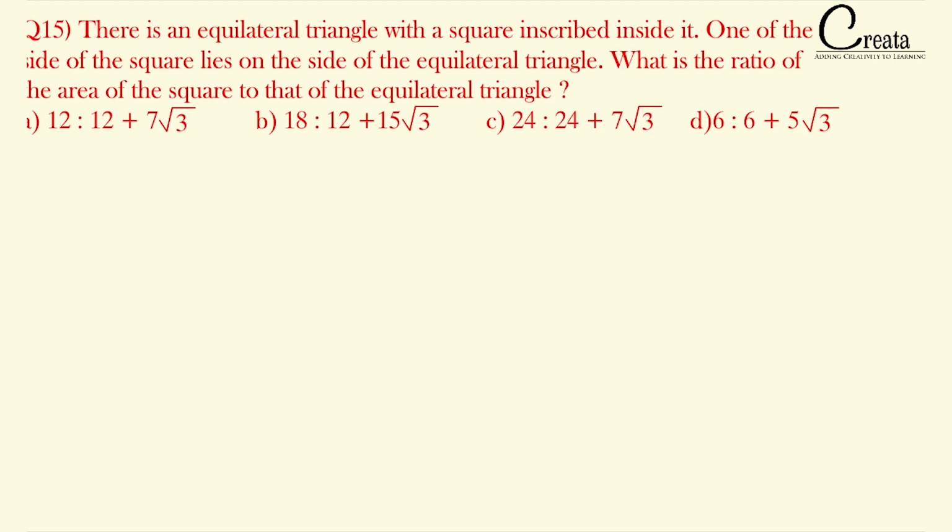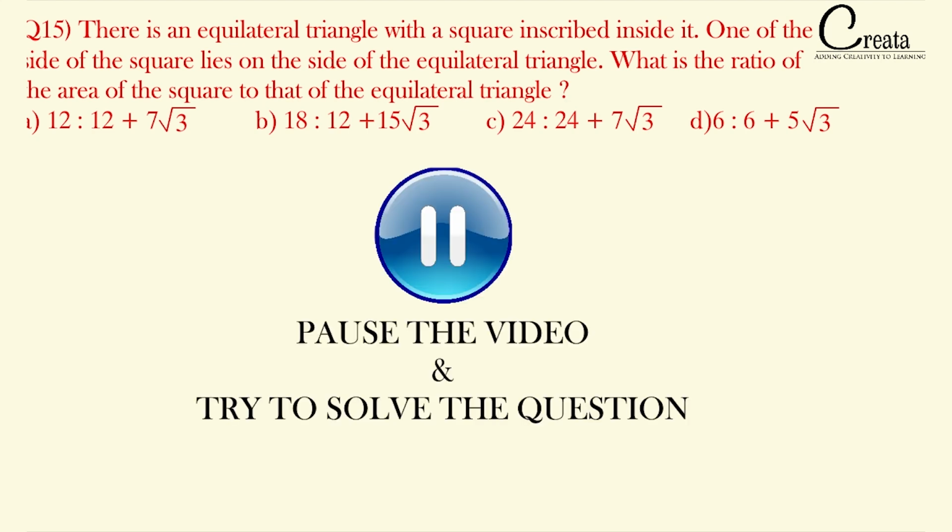Moving further, our next question is: there is an equilateral triangle with a square inscribed in it. One of the sides of the square lies on the side of the equilateral triangle. What is the ratio of the area of the square to that of the equilateral triangle? Four choices are given. Let's observe and visualize the question.